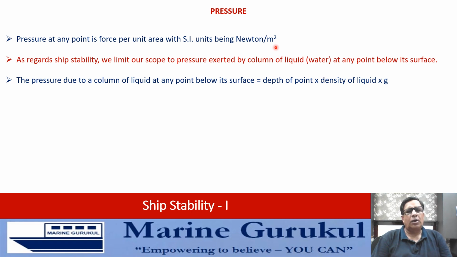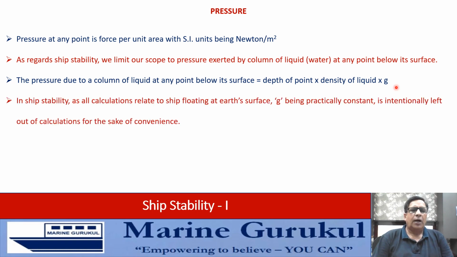The pressure due to column of any liquid at a point below its surface, also we know from physics, is given by H rho g, where H is the depth of the point below the surface of the liquid, rho is the density of the liquid, and g is the acceleration due to gravity. However, again, ship stability deals with the stability of the ships floating at the surface of the earth, where acceleration due to gravity practically remains constant. I said practically remains constant, minor variations are being ignored.